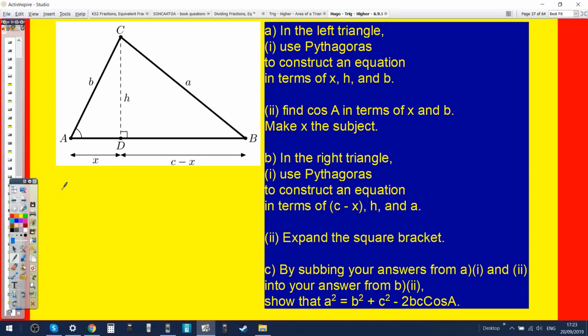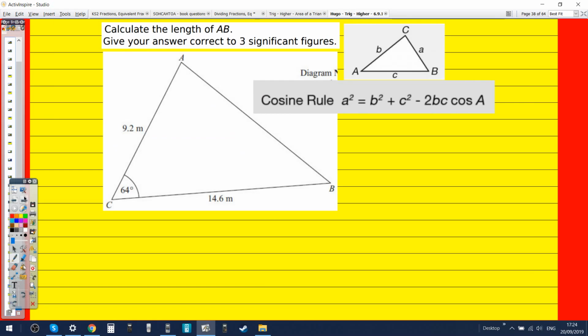This one, I'm not going to bother. It takes a long time to prove this thing. Maybe it's not too long, but you can prove it. You're given this formula. Cosine rule looks a bit like Pythagoras. A squared equals b squared plus c squared, except it's got minus a bit at the end.